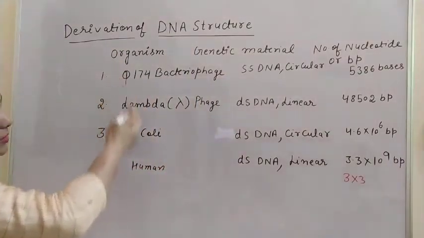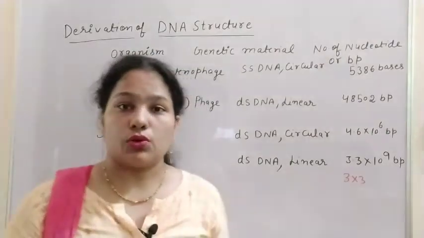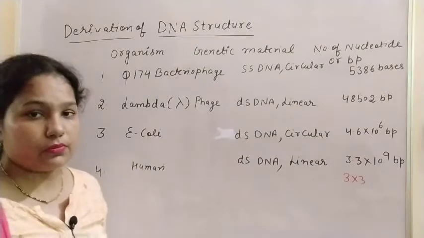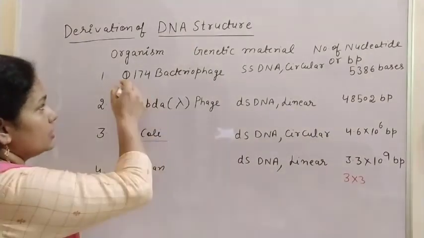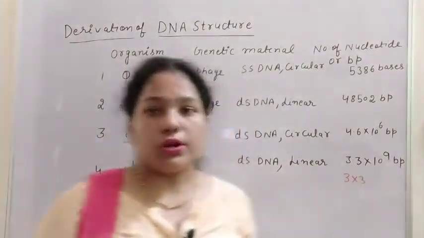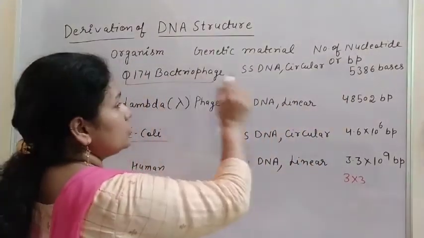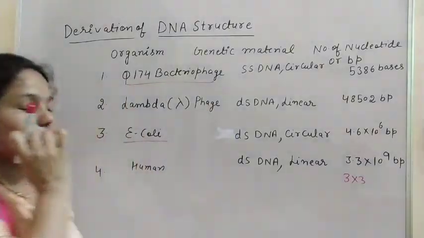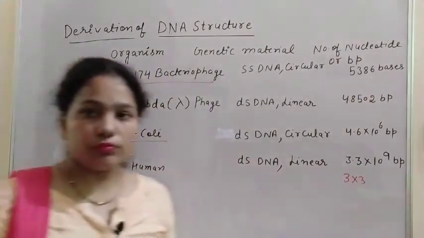So these are some examples, some values that you have to learn, because these values can come in your exam. It can be asked how many base pairs are present in E. coli, or in 5174 bacteriophage. So no need to memorize, you just understand by this thing, and you can write by calculating here also.